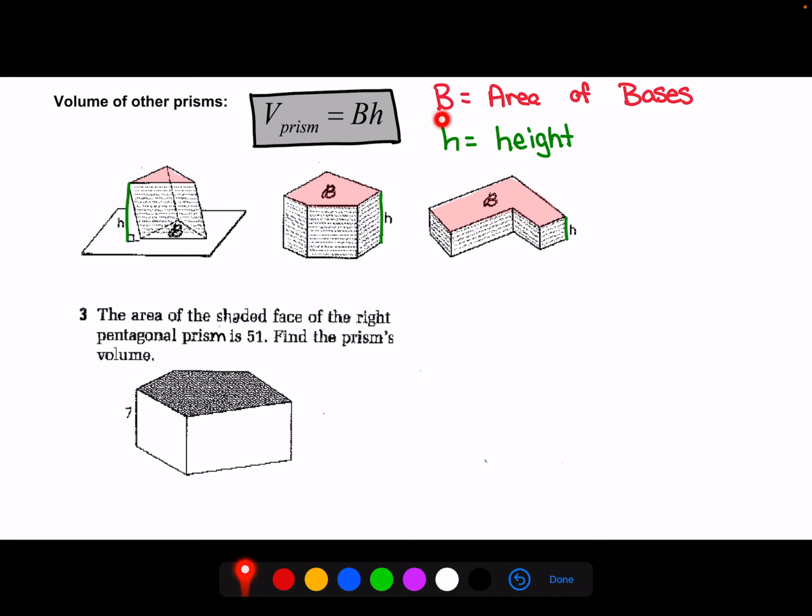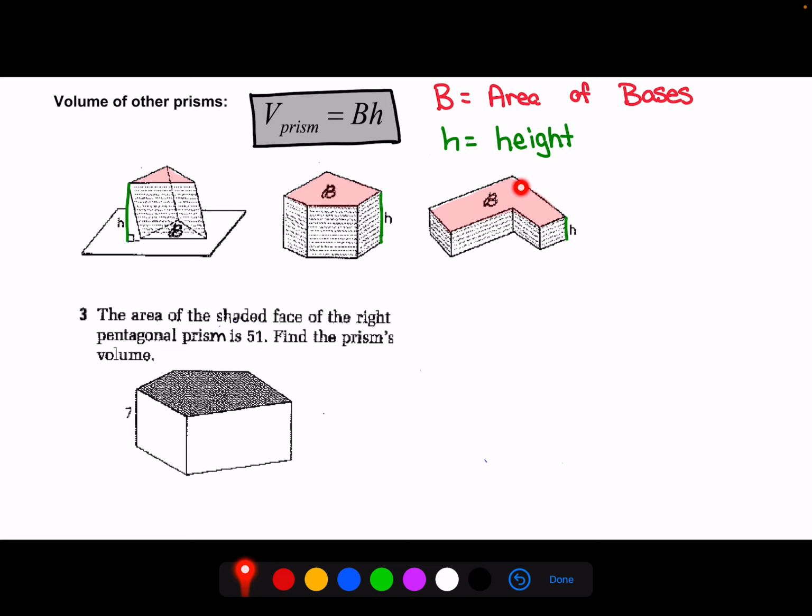Again, big B is the area of the base. So I need to find the area of whichever shape I'm dealing with. For instance, if I have a triangular prism, for big B, I would use the formula 1/2 base times height, because that's the area of a triangle. If I had a regular pentagonal prism, I'd use the formula for big B as 1/2 the apothem times the perimeter to get that area of the base.